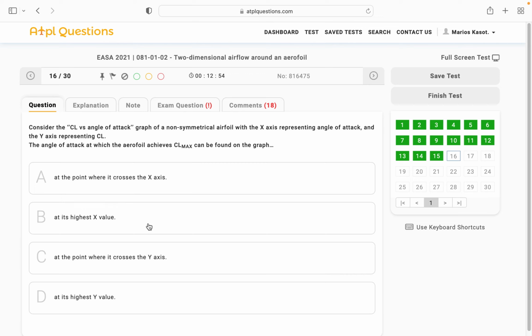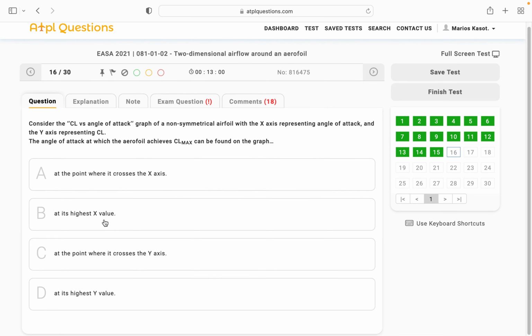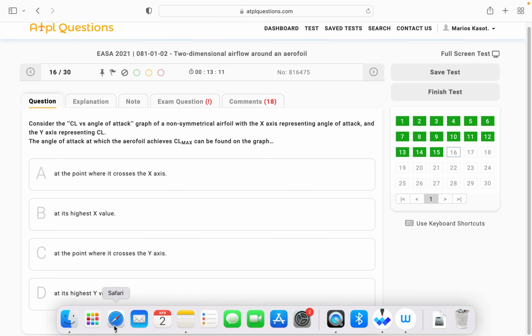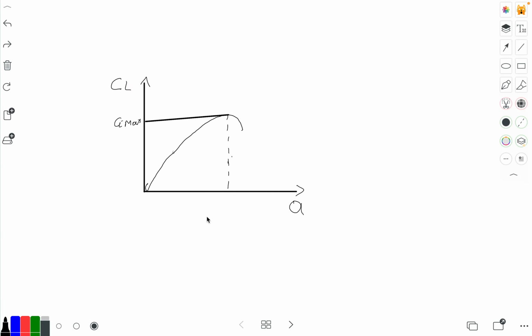So, at the point where it crosses the x-axis, no. At its highest x value, no. At the point where it crosses the y-axis, no. At its highest y value, yes. You see it here, at its highest y value. This is the y-axis, and this is the x-axis.